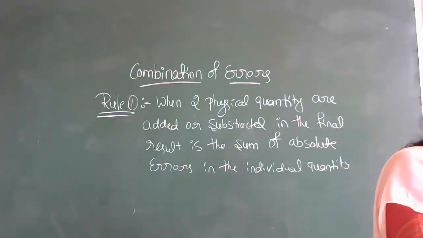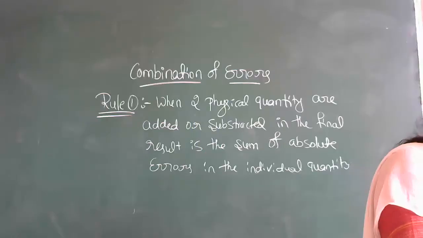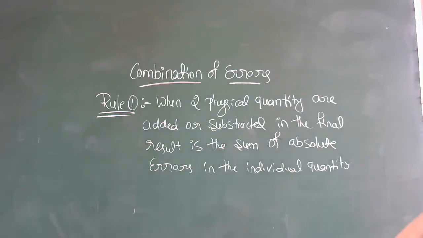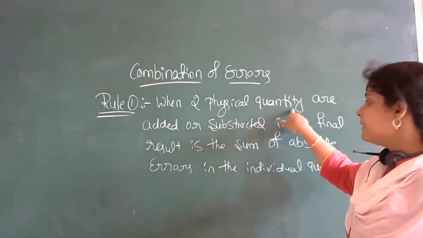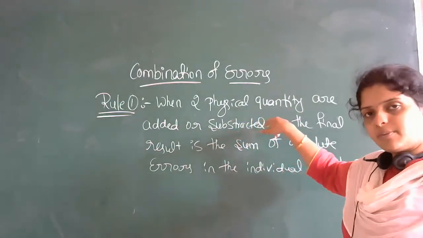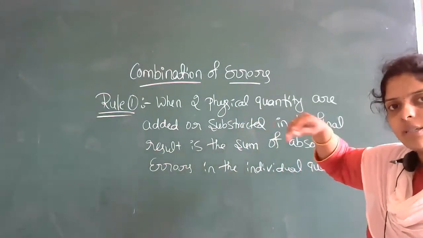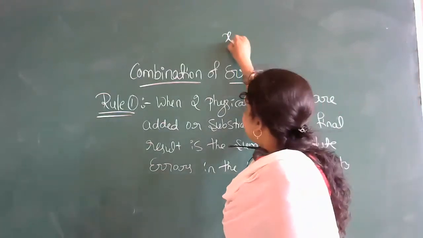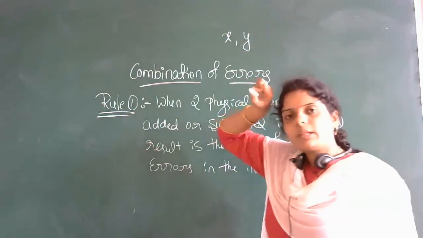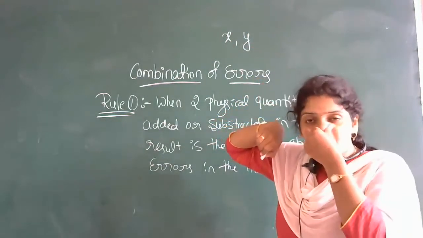But first you see, the first one is rule 1, that is when two physical quantities are added or subtracted. You can take two physical quantities, like in general I'll take it as x, y. Suppose x and y are two physical quantities.